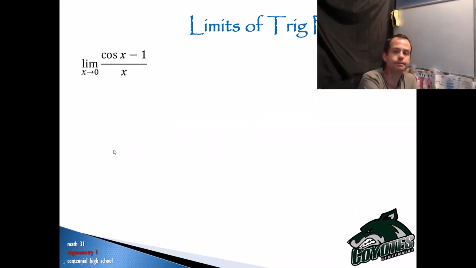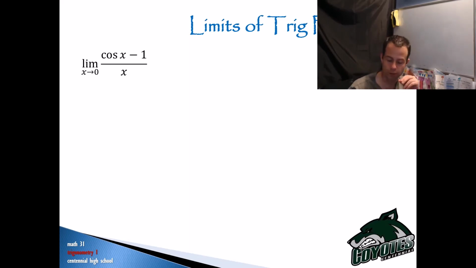Okay, so let's try the limit as x approaches 0 of cos x minus 1 over x. Now, again, I can't do anything with cos x minus 1. So why not ultimately try and change that to sine? Well, to do that, I have to multiply by the conjugate of the numerator. If I took cos x minus 1 and multiplied it by cos x plus 1, I get cos squared x minus 1. And cos squared x minus 1 is sine squared x. So that's going to get me where I want to go.